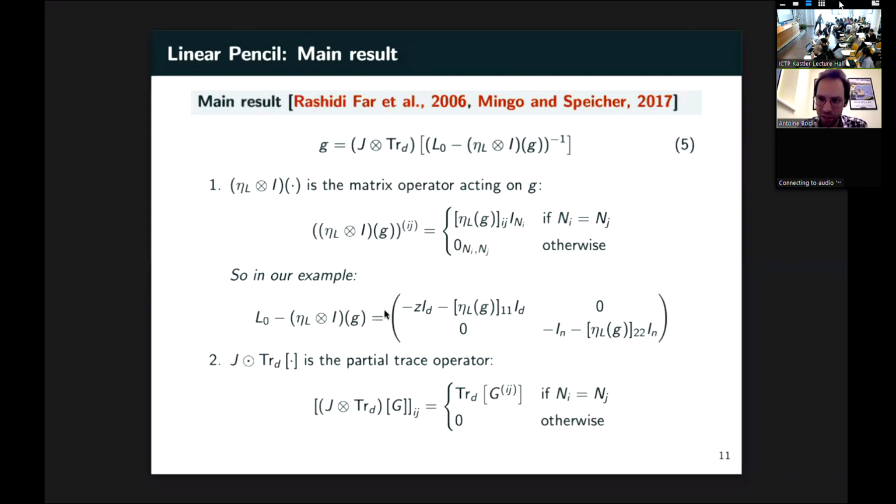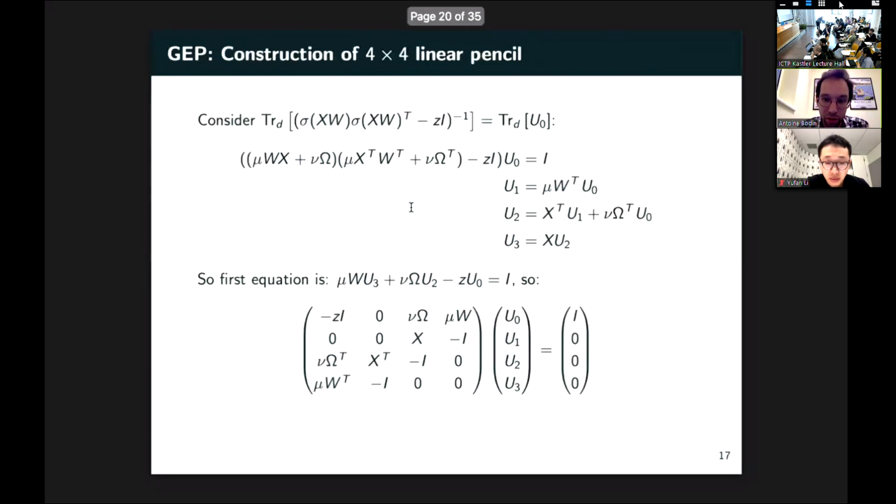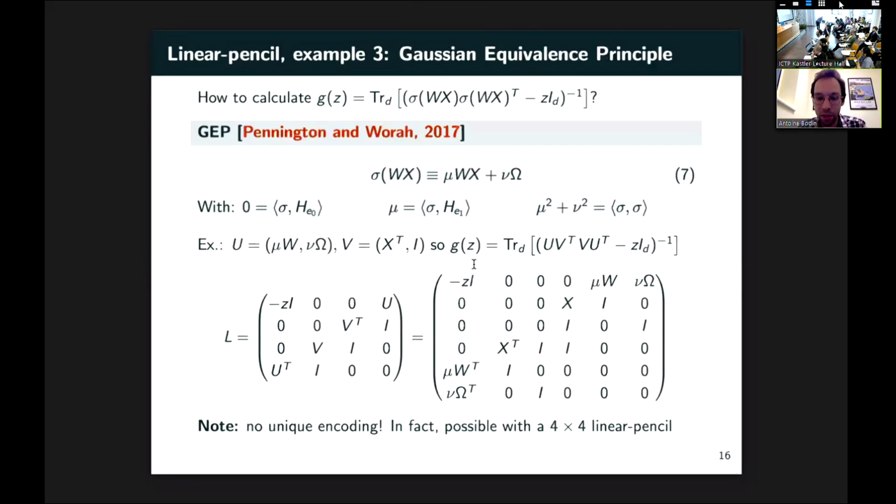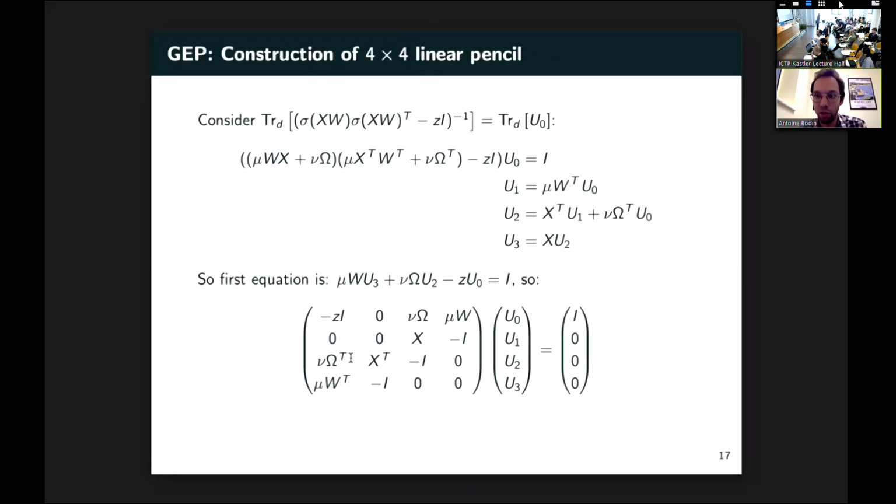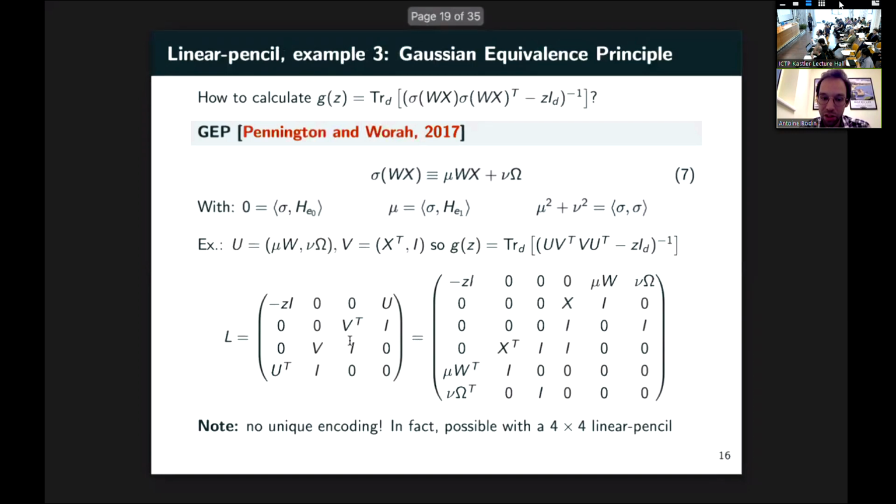So as I said, at some point, there is no unique way of calculating your linear pencils. At first, I was doing it this way with a 6x6 linear pencil, but actually you can do it in a 4x4 linear pencil. And at first sight, it doesn't seem like it's going to change a lot, but in fact, the expression that is given from the main theorem will be much simpler if you shrink the size of your linear pencil, even by just a little bit.